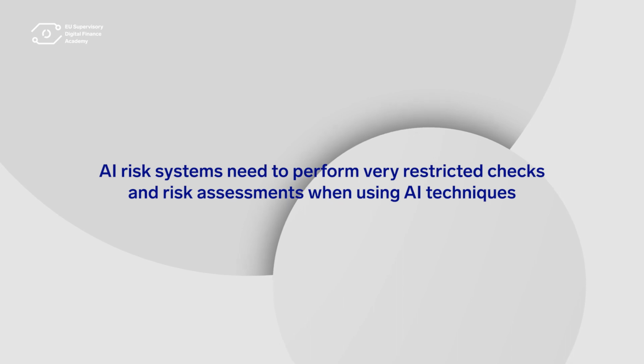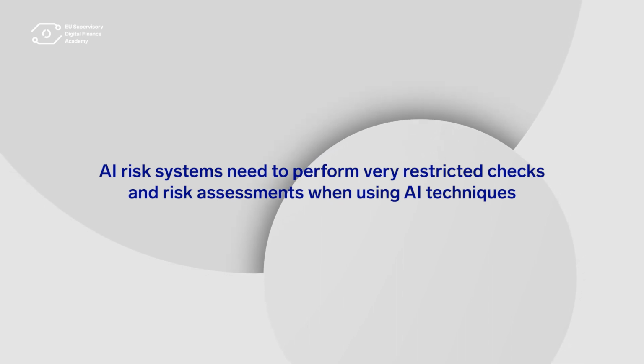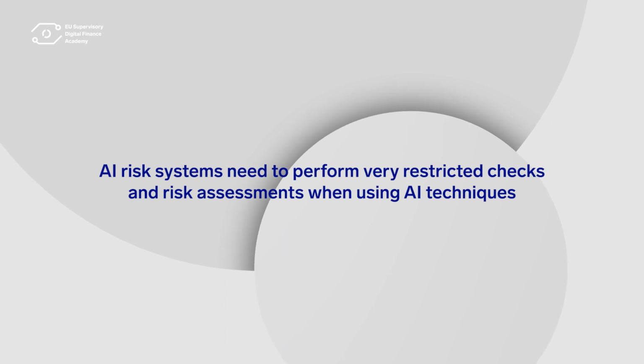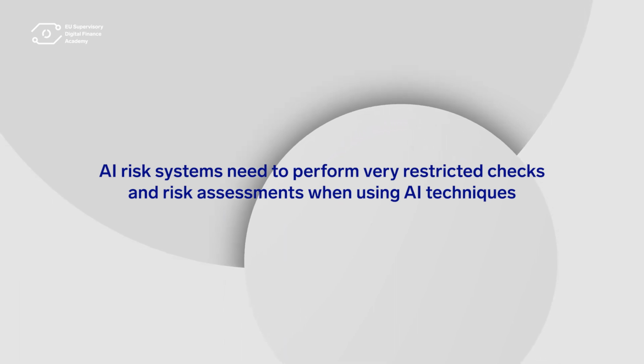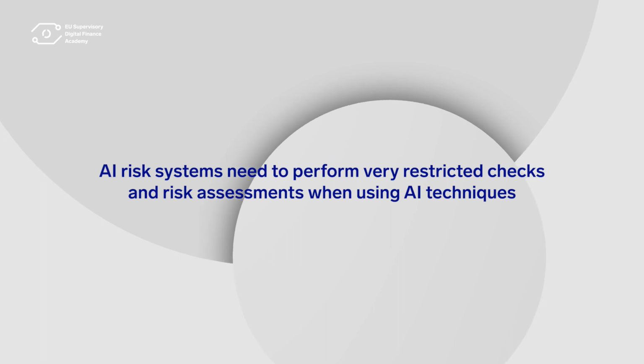High risk systems need to perform very restrictive checks and risk assessment when they use AI techniques. So this means that, for example, the banking sector needs to perform this kind of assessment if they use AI techniques for credit risk. There isn't a general framework in order to assess if these AI techniques are compliant with the AI Act for credit risk modeling.